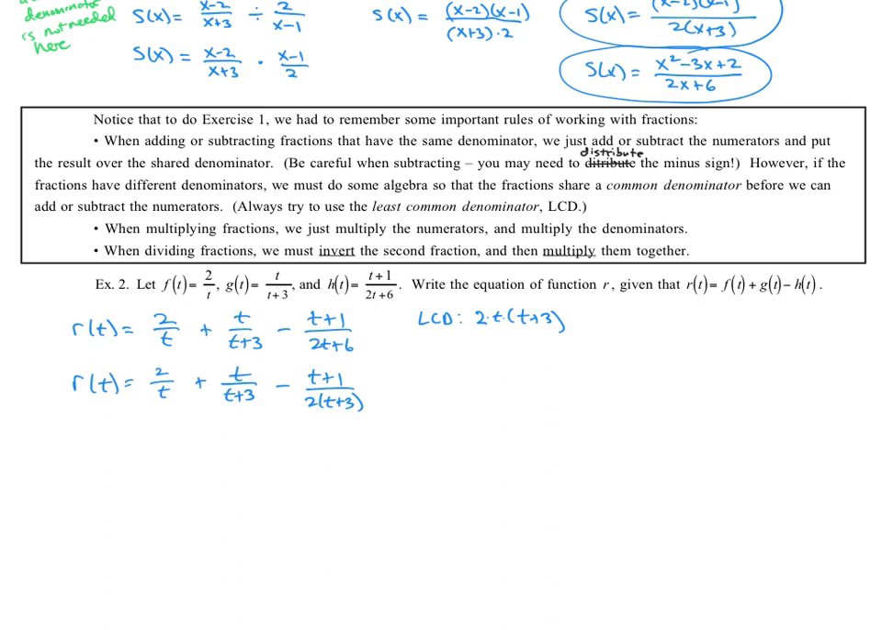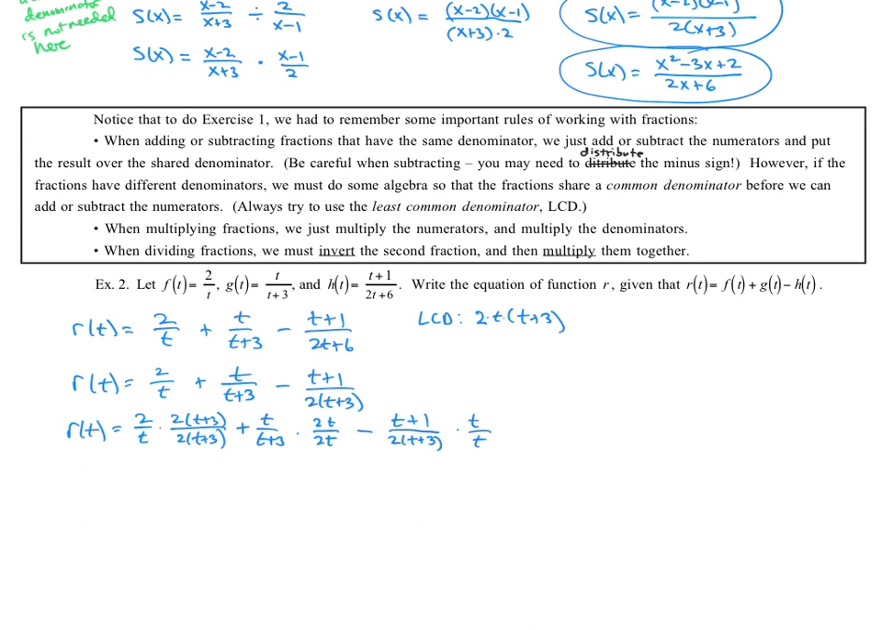The first fraction lacks both the factor of 2 and the factor of t plus 3. So we'll multiply both numerator and denominator by those. The second fraction needs both 2 and t as factors in its denominator. So again, we'll multiply both numerator and denominator by them so that we're multiplying the fraction by 1, not changing it. The third fraction is missing just the factor of t in the denominator. So we multiply numerator and denominator by t.